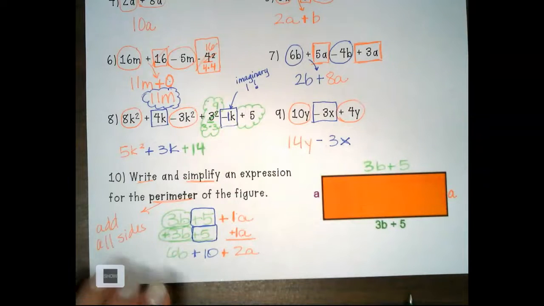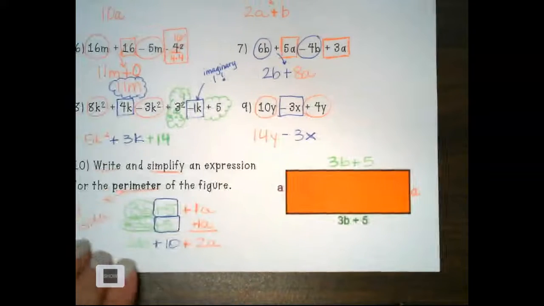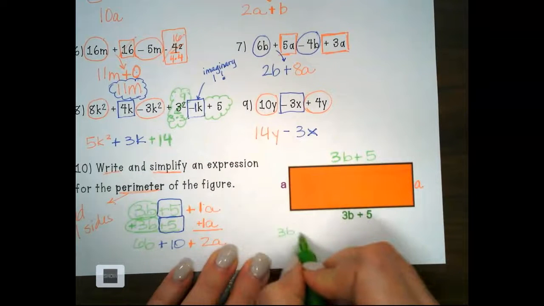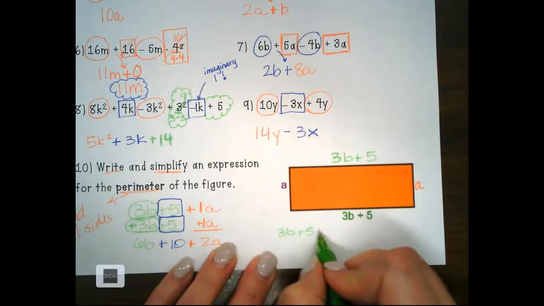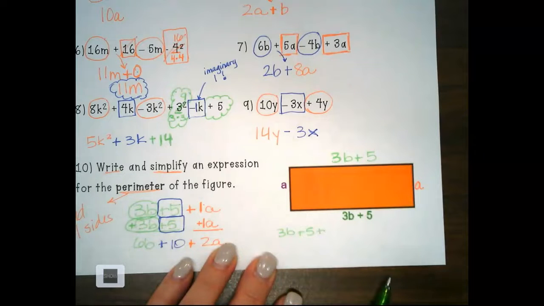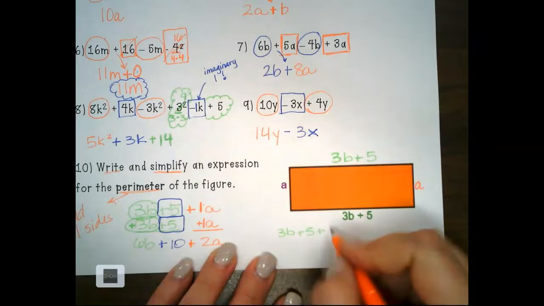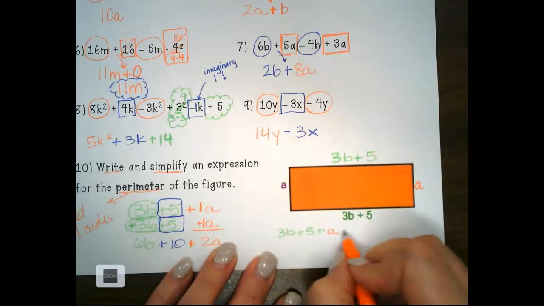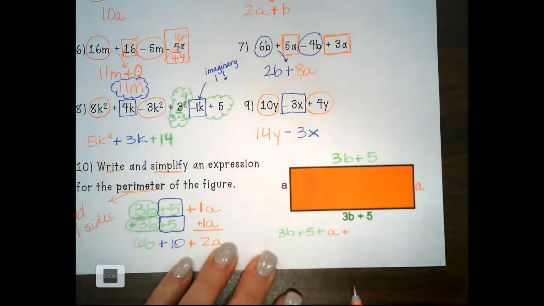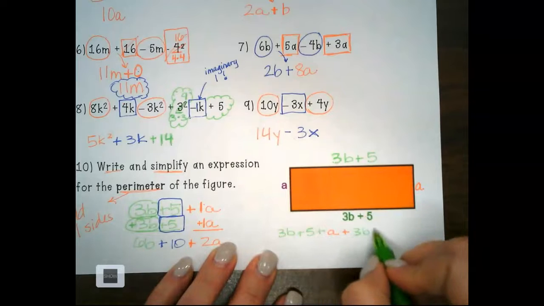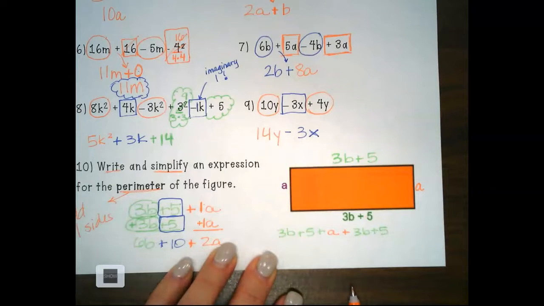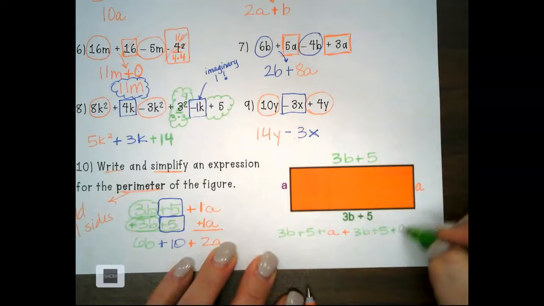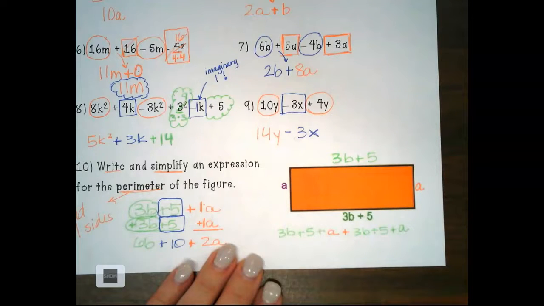Okay? Another way that you could have done that one, if you think the stacking method is a little confusing, you could have just listed it all out as like 3b plus 5 plus a. Well, I'll just do that. Plus a plus 3b plus 5 plus the last side over there, a. And then you can look for your like terms. Okay?